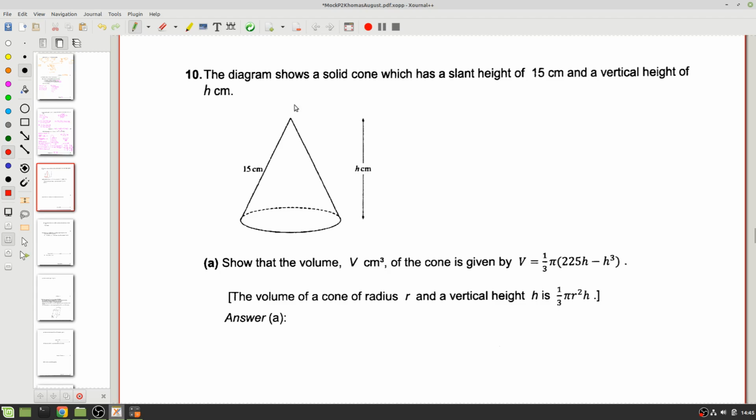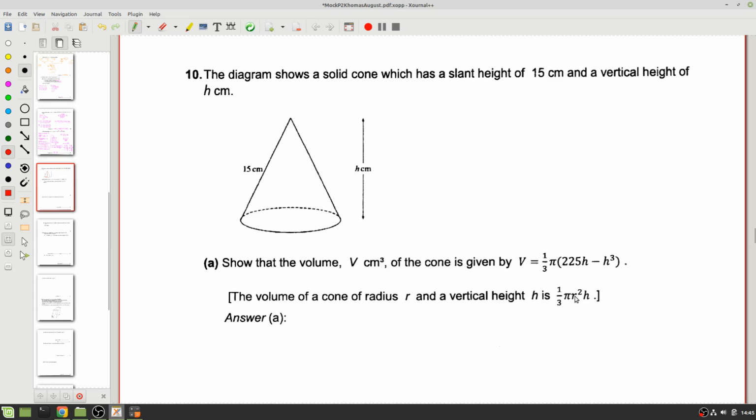The diagram shows a solid cone which has a slant height of 15 centimeters as indicated in the picture and a vertical height of h centimeters. Now they'll ask us to show that the volume V of the cone is given by that formula. And they're nice, they give us the standard formula for the volume of a cone as well.